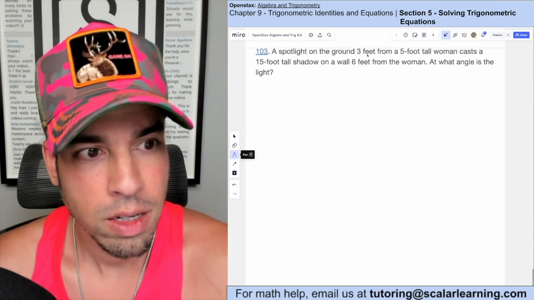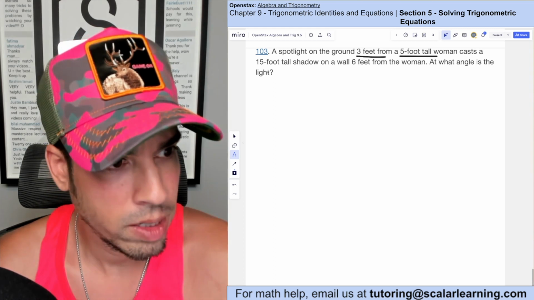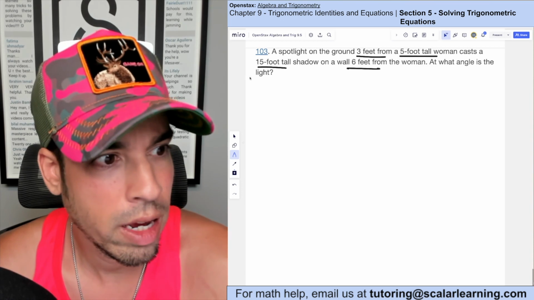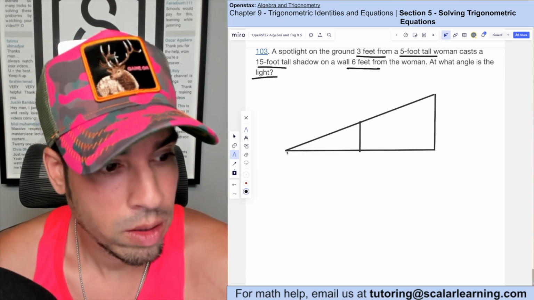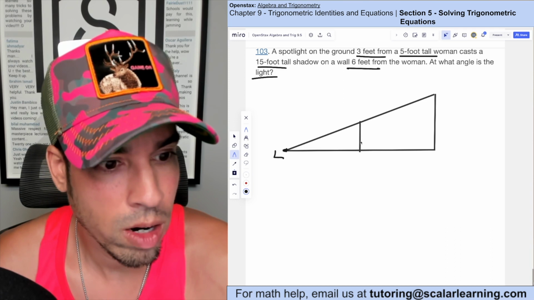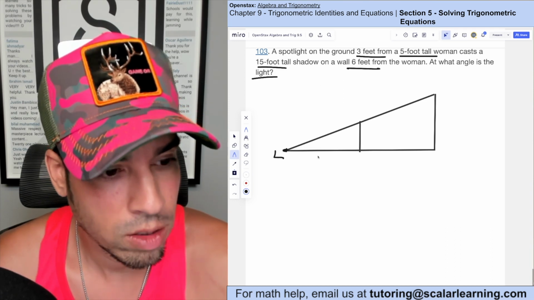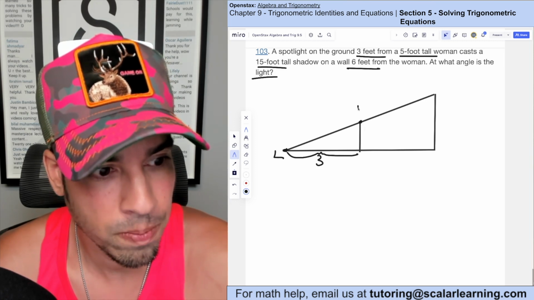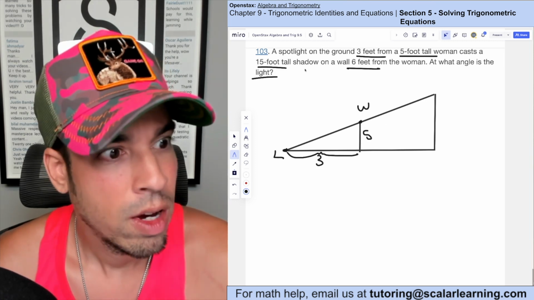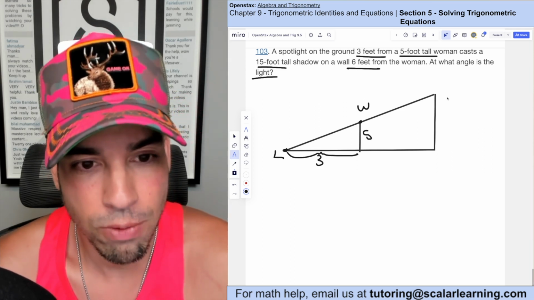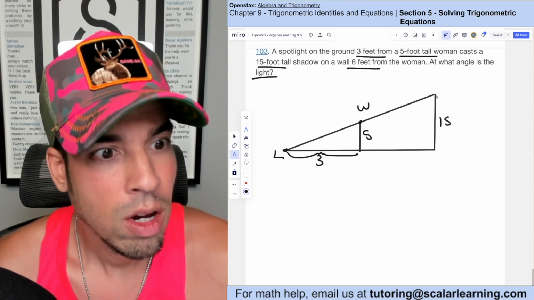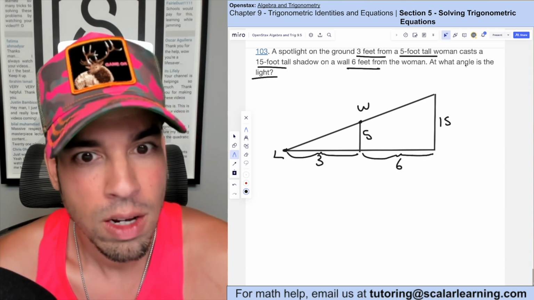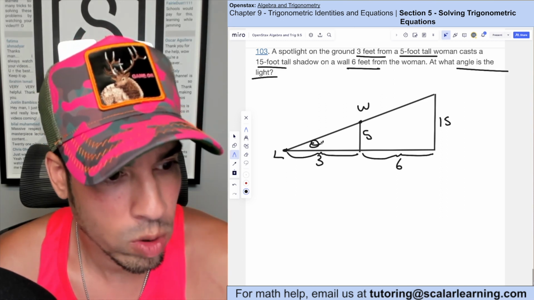Boom, done. A spotlight on the ground 3 feet from a 5-foot tall woman casts a 15-foot tall shadow on a wall 6 feet from the woman. At what angle is the light? So this one is all about the diagram. Here we have the light on the ground, and then it's 3 feet. So this little distance here is 3 feet from my woman, and the woman is here, and the woman is 5 feet tall. And then it says it casts a 15-foot tall shadow. So this is the shadow in the background on the wall that is 6 feet from the woman. So this distance here is then 6 feet. And then it says at what angle is the light, meaning what's this angle in here?